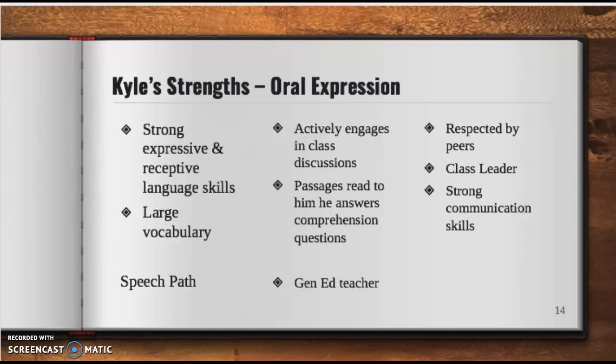Based on an oral expression, because the gen ed teacher said that he was able to comprehend well, you had maybe a speech pathologist do an oral expression assessment, and you found that he's strong in expressive and receptive language skills, and he also has a large vocabulary. And the gen ed teacher had reported that he actively engages in class discussions. Passages read to him, he answers comprehension questions. She said he's respected by peers, he's a class leader, he's got strong communication skills. So you found out what his strengths are.